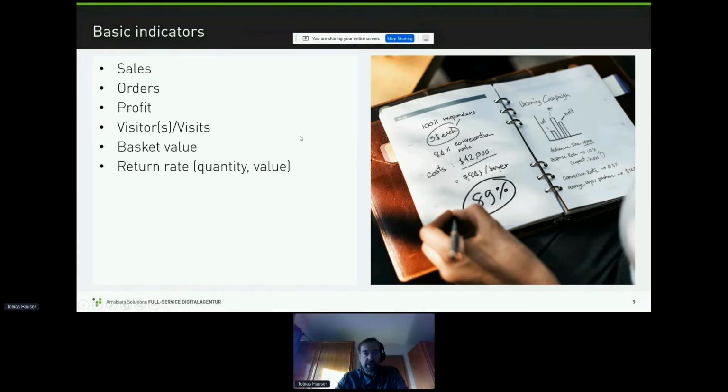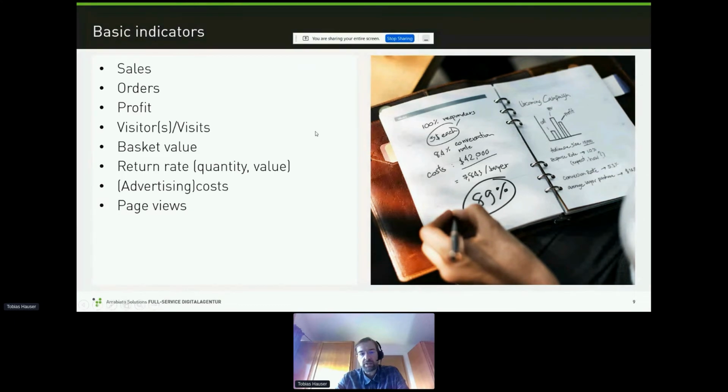Then we have the return rates in quantity and value. That depends on the business area, whether the return rate is important. In the fashion business, very important. In other businesses, less important. Then we have the advertising costs, page views, which are classical web analytics information, and also duration of stay, these basic informations. The basic informations, page views and duration of stay, we get out of the classical web analytics. For e-commerce tracking, we have to do a little bit more.